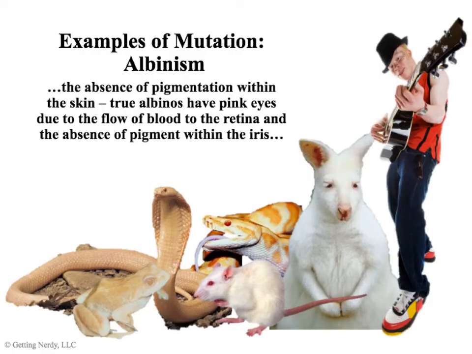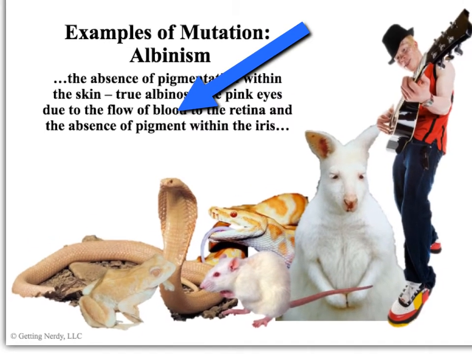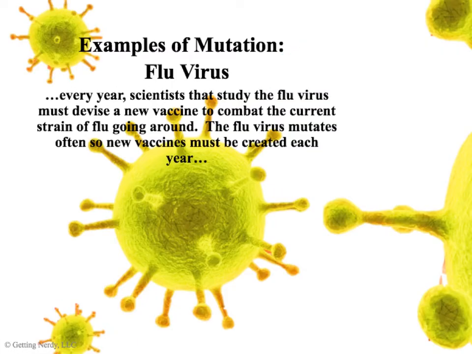So examples of mutation. Here we have albinism. Check out all those cool albino animals. True albinos have pink eyes due to the flow of blood to the retina and the absence of pigment in the iris. Yes, that is right. With albinism, you're actually seeing the blood flow because there is no pigment to the iris.